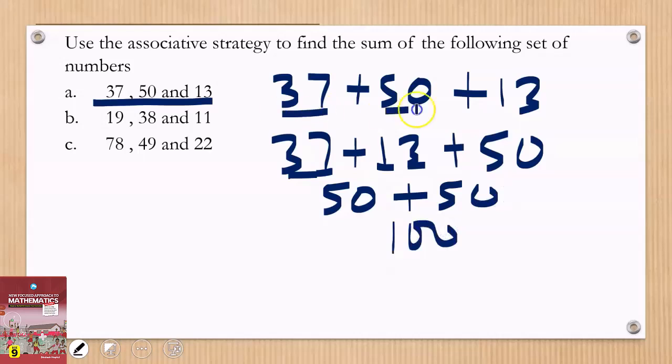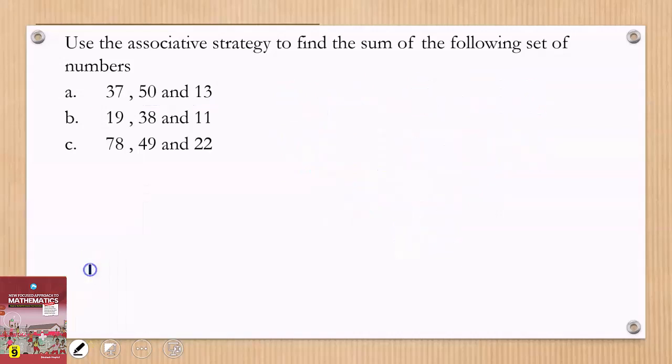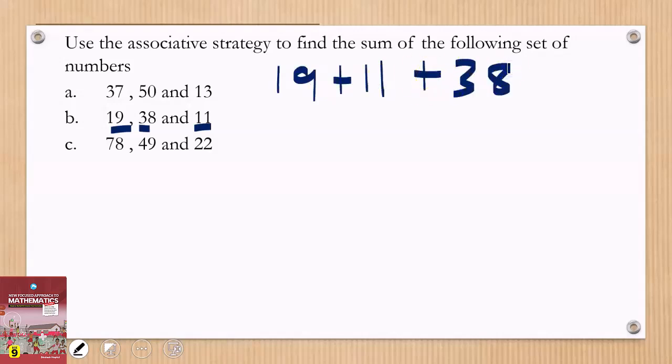But if I add this to this before adding this, it will be a bit difficult, but I can rearrange it and get the same answer, right? Then again, let's look at 19 plus 38 plus 11. With the help of associative property, I'll do 19 plus 11 then plus 38. And of course, 19 plus 11, because of the 9 and then the 1, it will be very easy for me to do that addition. And so I'm going to get 30 for this one, then plus 38.